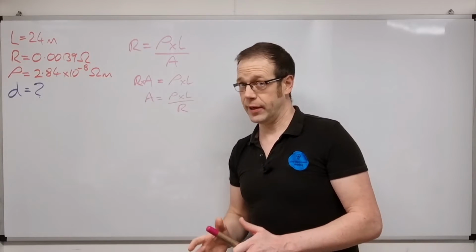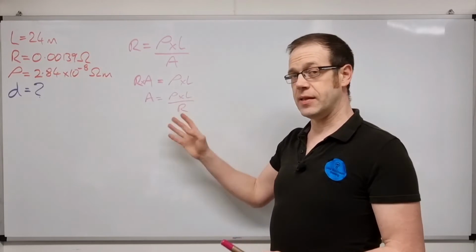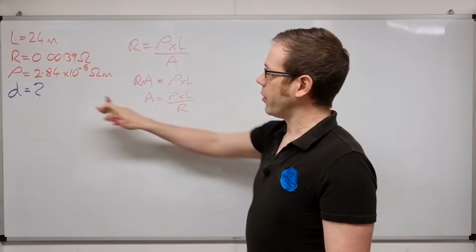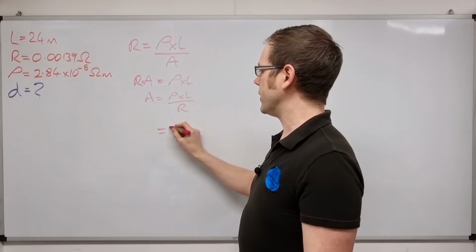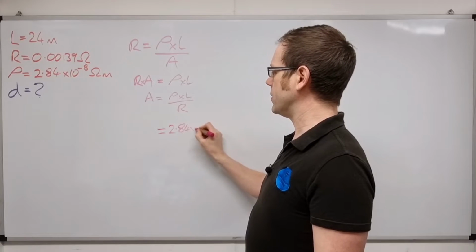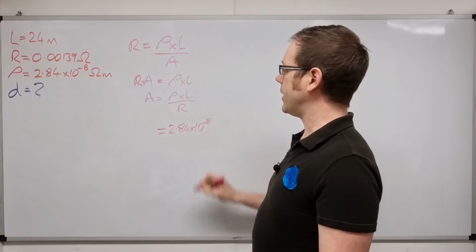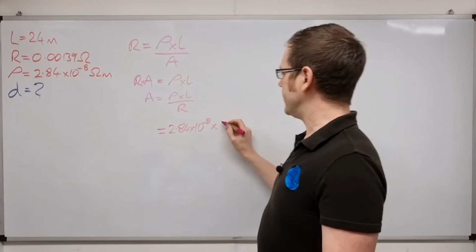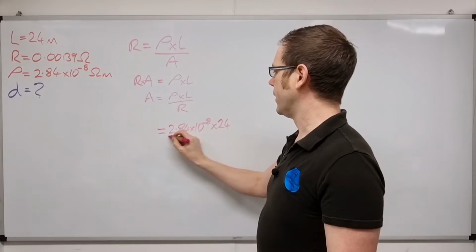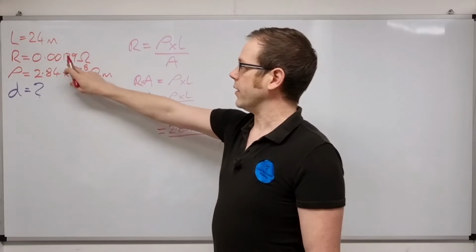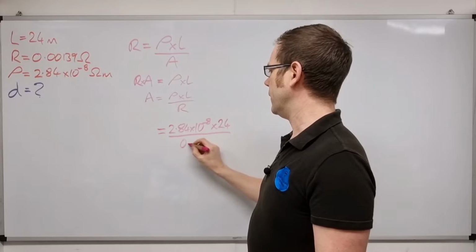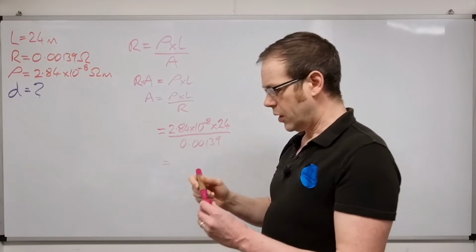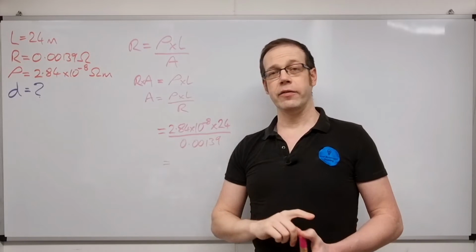Okay, so the next thing we need to do is put the numbers into our calculation. We already know what all the values are on this side. We know what rho is: it's 2.84 times 10 to the minus 8. So we go 2.84 times 10 to the minus 8, and then we're going to multiply that by L, which is 24 meters. We got all this from the question. And then we're going to divide by the value of R, which is 0.00139.